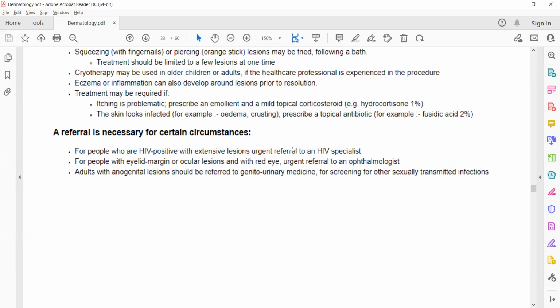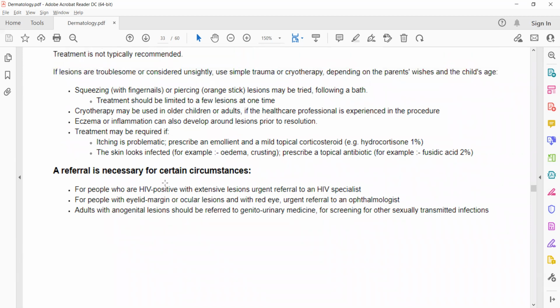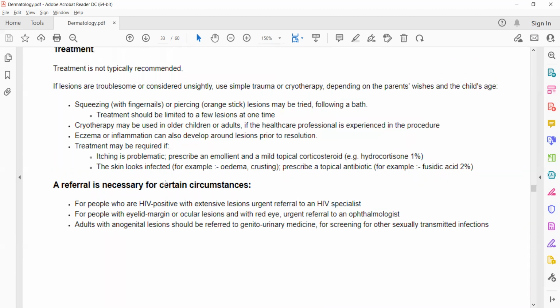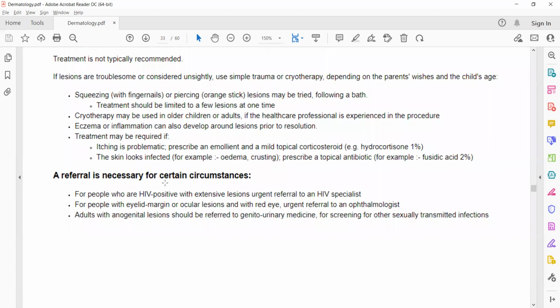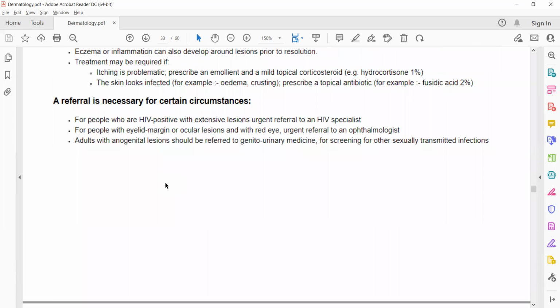So a patient with HIV will be referred to an HIV specialist, and if there is involvement of the eye, he will be referred to an ophthalmologist. And if there are anogenital lesions, then he will be referred to a genitourinary clinic. Otherwise, only reassurance will be provided that this condition is self-limited and will resolve on its own. And if the lesions are problematic, then cryotherapy or simple trauma can be done to remove them. And if there's itching, then topical steroids or emollients can also be used.